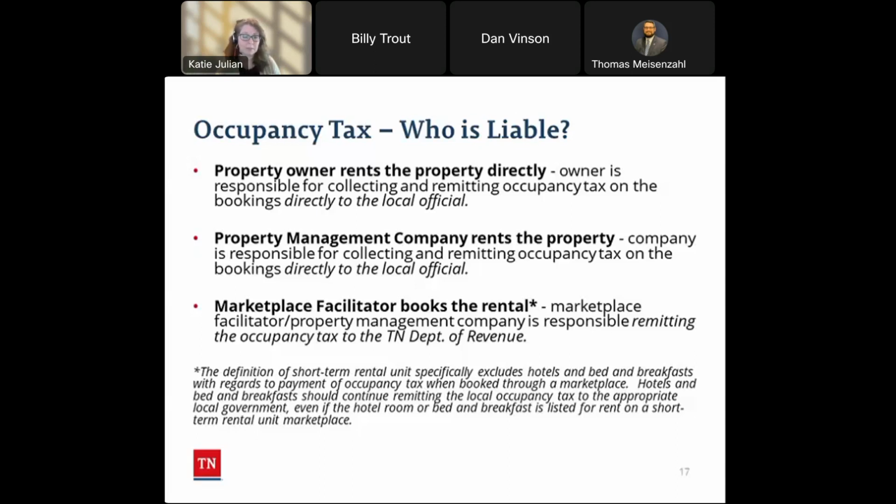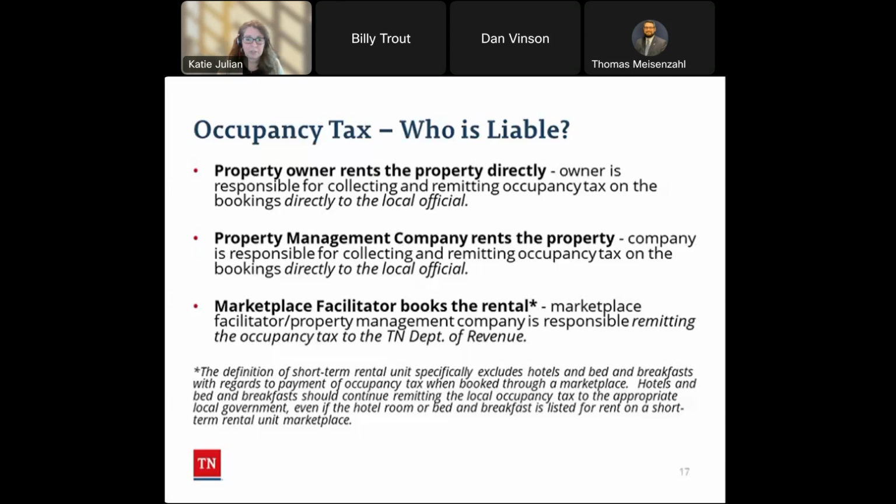Ask your property management company, hey, are you remitting the occupancy tax or am I? Marketplace facilitators are required to remit it to the Tennessee Department of Revenue. But sometimes the property management company is too. It's just a matter of a conversation that you need to have there.